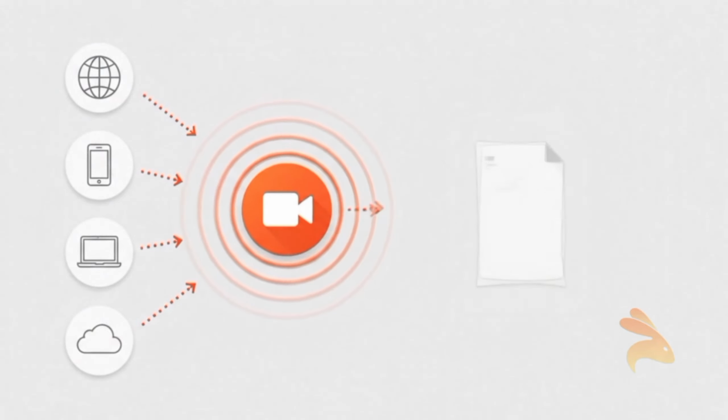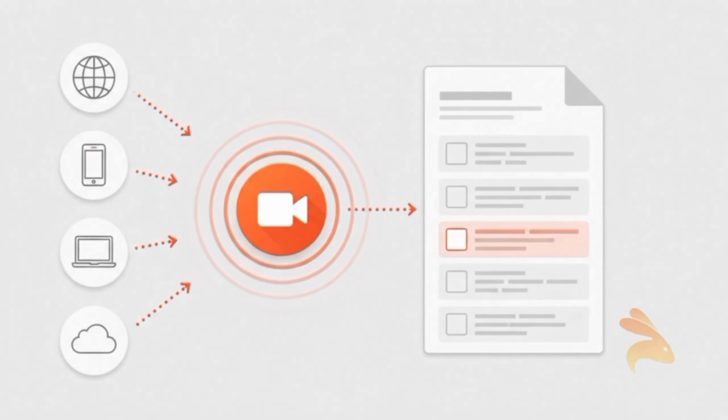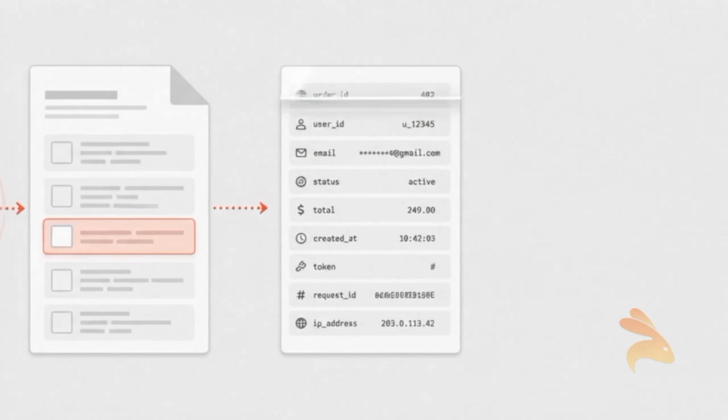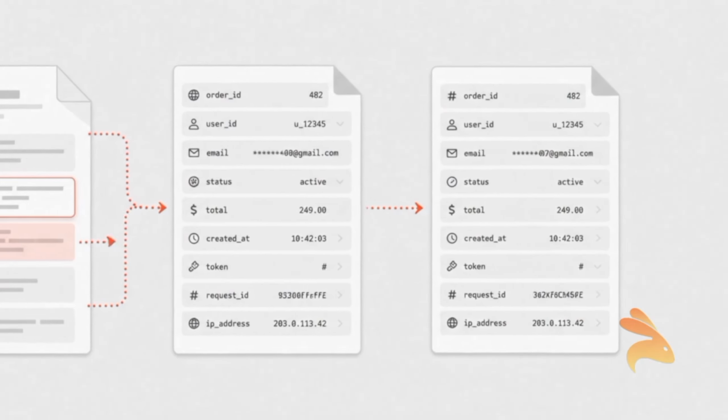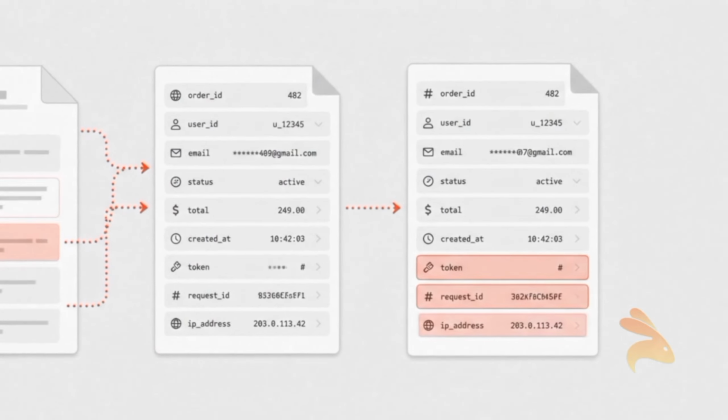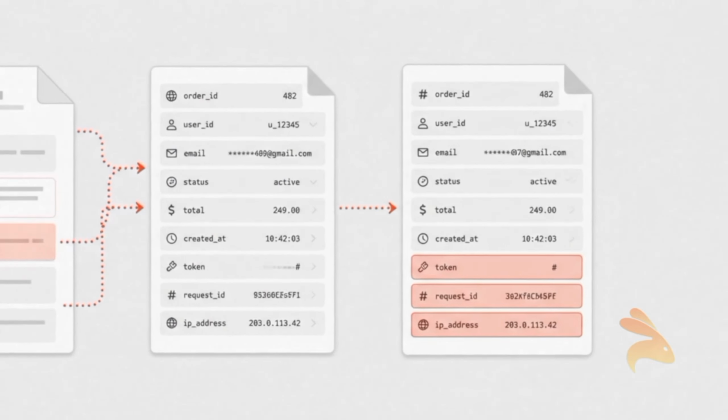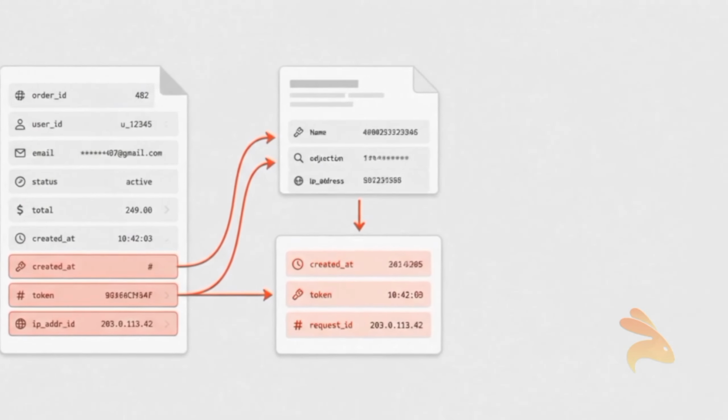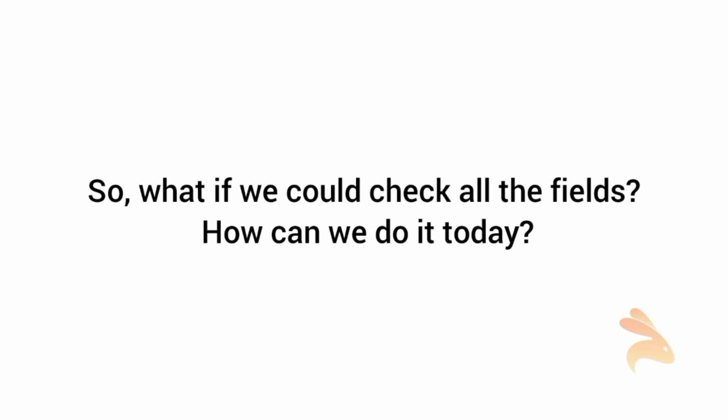When tests are captured, we check a bunch of fields like status codes, response body, business logic checks, and more. But not everything can be checked reliably, right? Yes, fields like timestamps, tokens, request IDs, they change even when your code didn't change. So, what if we could check every field? That's exactly what Keploy does.